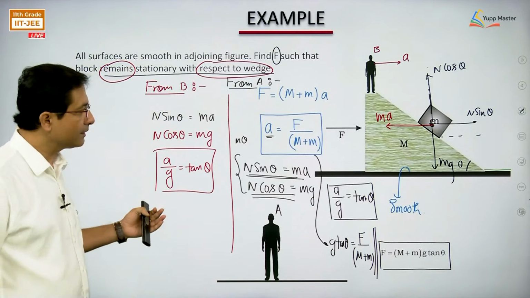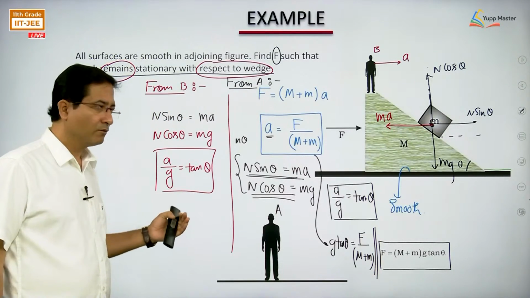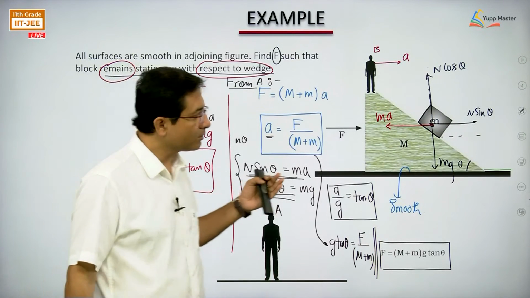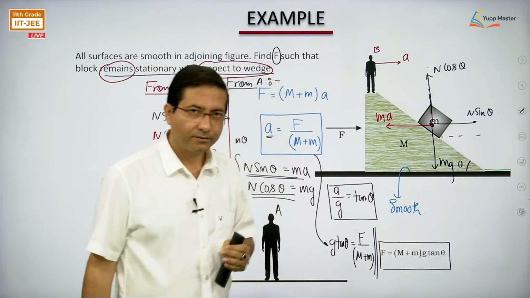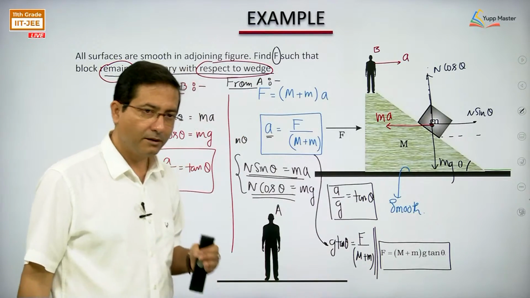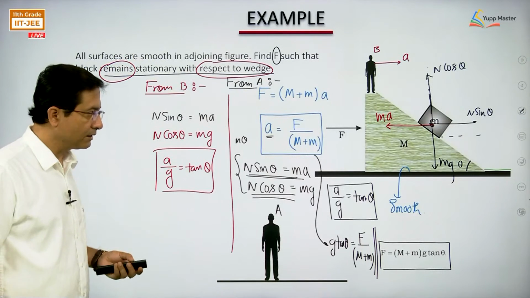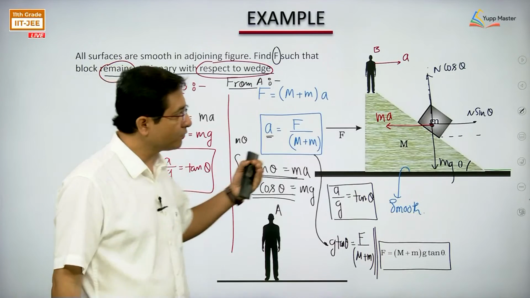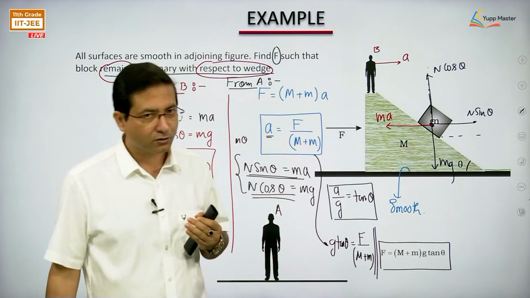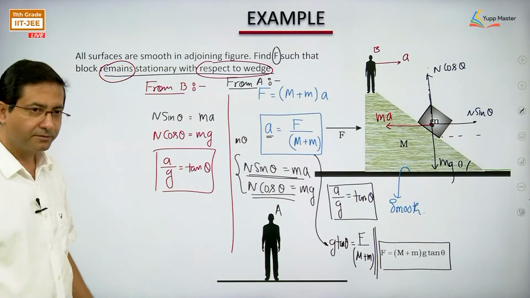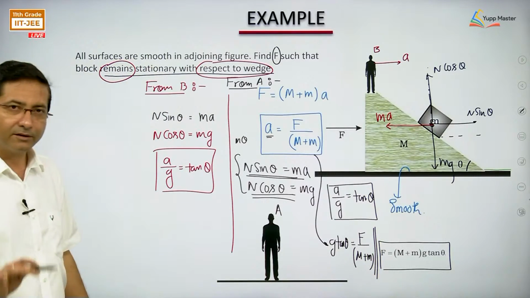So it depends on you whether you want to solve the problem standing on the ground or standing on some non-inertial frame, right? The result will be the same, but when you are on a non-inertial frame, you have to add one force which is called fictitious force or pseudo force. Now let us see another example. I hope up to this point everything is clear.